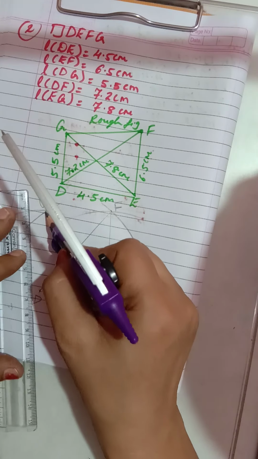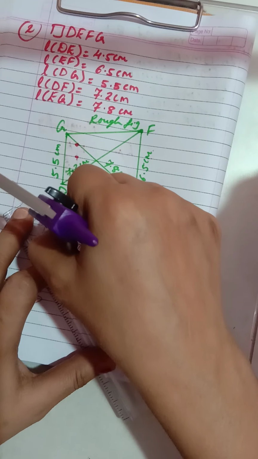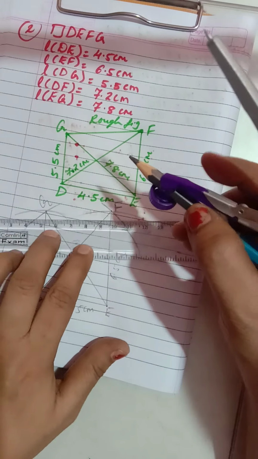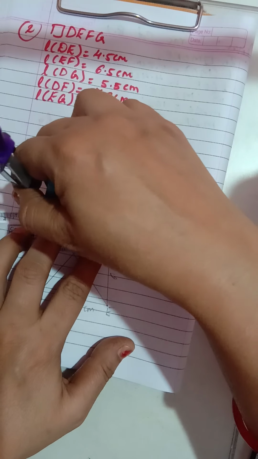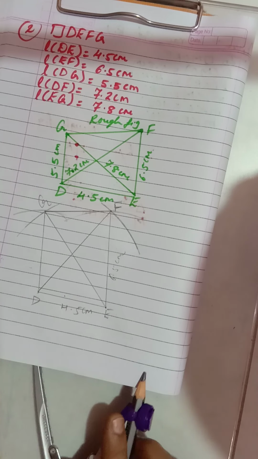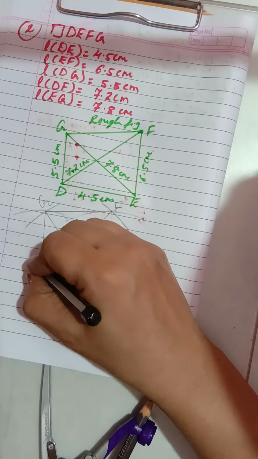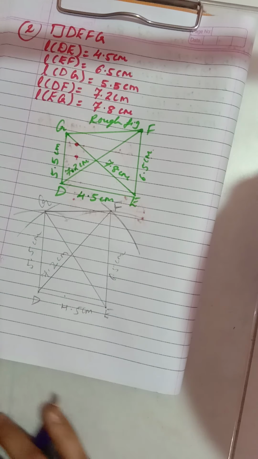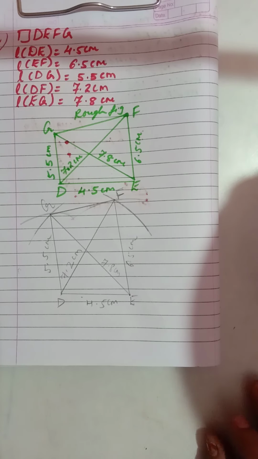And then take your scale and join this. Now you are joining G and F also, so that your quadrilateral is complete. See children, the quadrilateral. Now you will write the measurements. This is 6.5, this was 5.5 centimeter, this is your 7.2 centimeter, and this is your 7.8 centimeter.